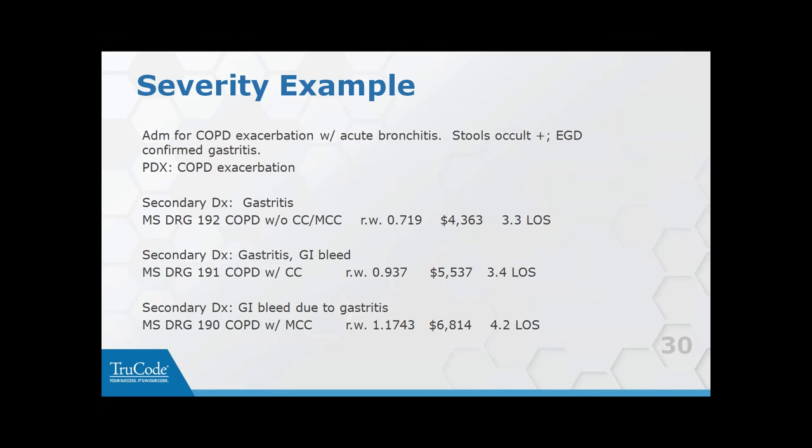Here's another severity example, COPD exacerbation with acute bronchitis. We also saw that stools were occult blood positive, and the EGD confirmed gastritis. If we only code it like that, with the principal diagnosis of COPD and the secondary diagnosis of gastritis, again, that's going to put us into the lowest weighted DRG for that grouping. However, if we did a query and he did say, yes, that patient did have a GI bleed, that takes us to a higher level. If they put "due to", that's another thing we're trying to teach our doctors, tell us "due to", because now that it's linked, that puts it at an MCC and gives us the higher weighted DRG.